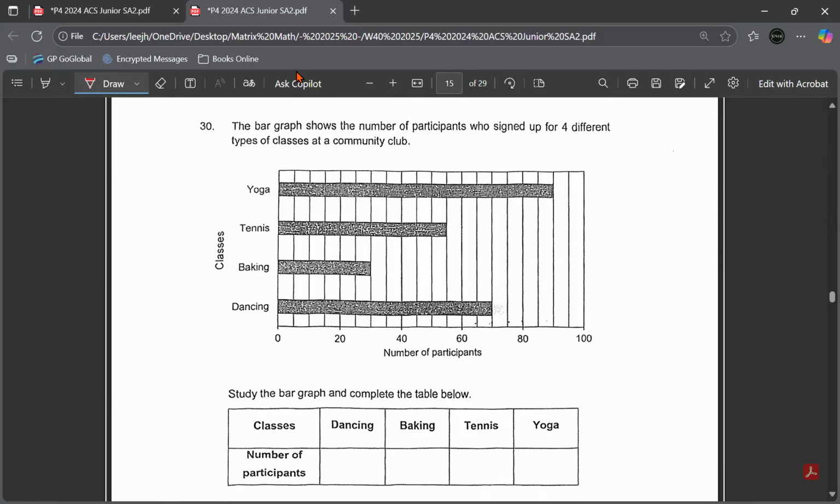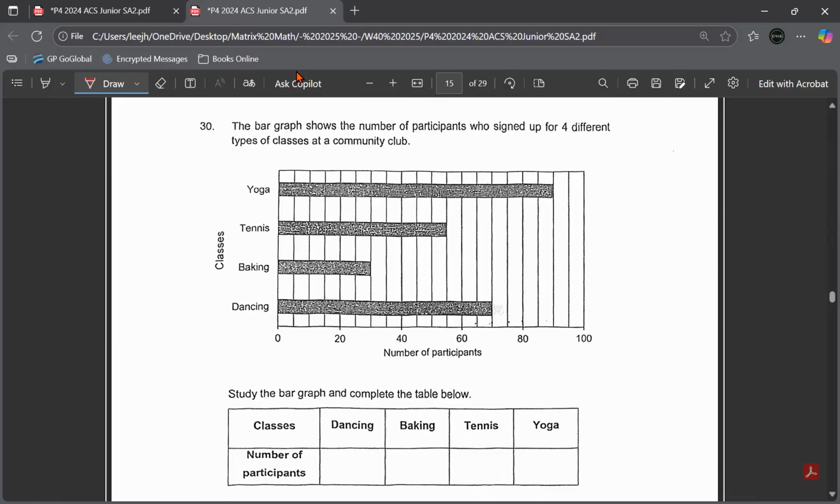Okay, question 30. The bar graph below shows the number of participants who sign up for 4 different types of classes at the community club. So you have 4 activities, then these are the numbers. Study the bar graph and complete the table below. Here, you need to fill up the values. So before you do it, I always say, look at the values here.